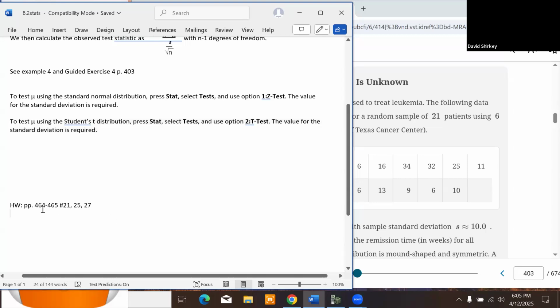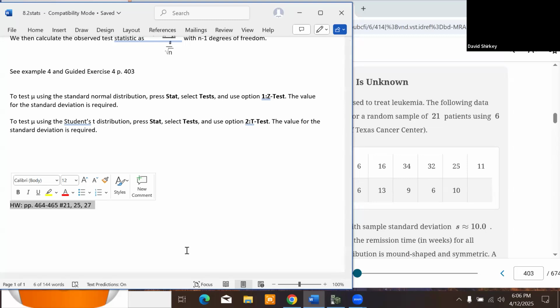Let me go on and show you the homework here at the bottom. I only picked out three homework problems to give you a good idea of what's going on. Page 464 to 465, numbers 21, 25, and 27. Remember, you can get the answers by clicking on the key and see if you got it right or not. Also, look over any other examples that you might want to before you get to the homework problems. Look over the other guided exercises and examples that they work out for you.